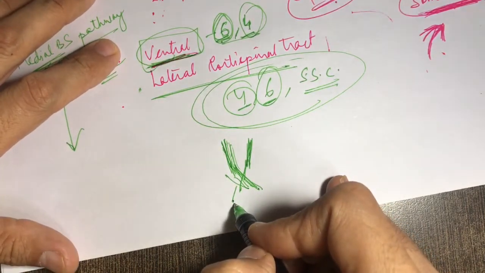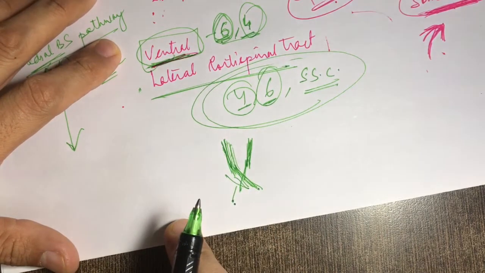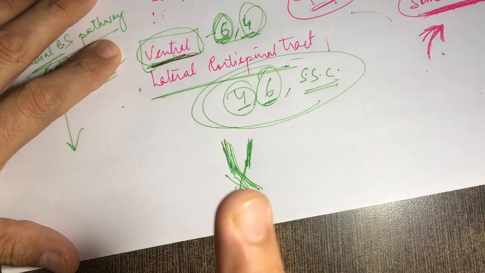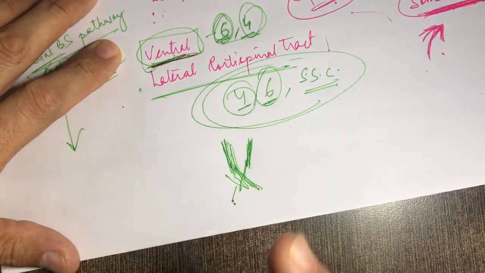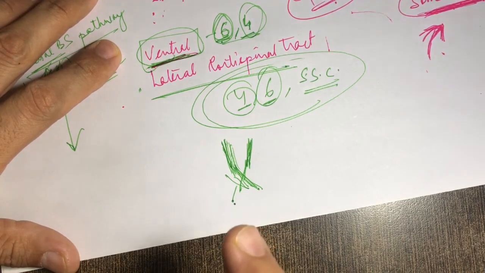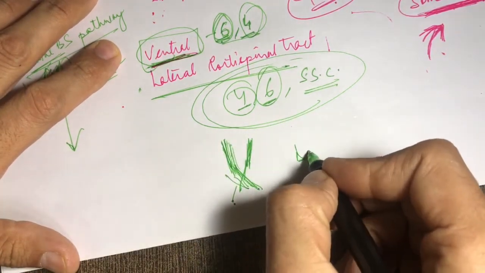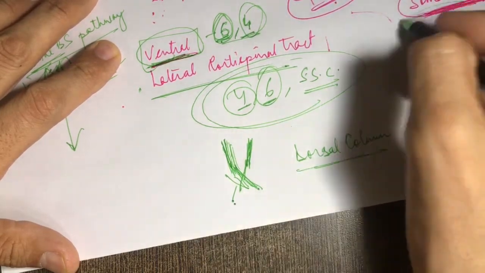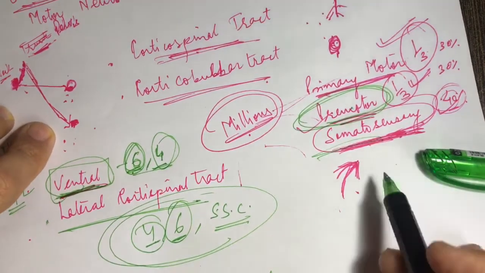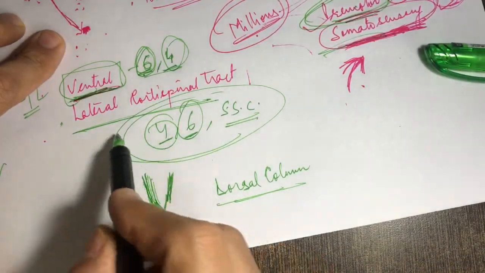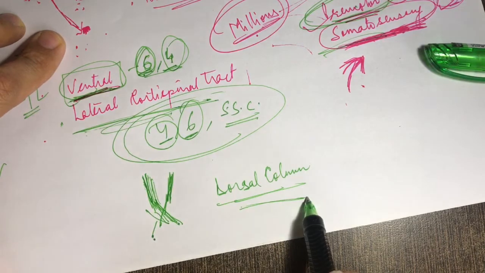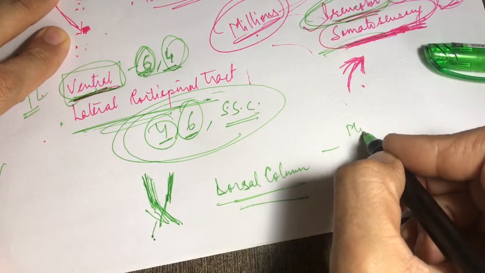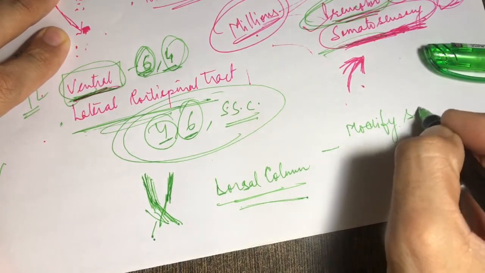So fibers from the sensory cortex terminate primarily in the medial portion of the dorsal horn. Collateral fibers project to the dorsal column nuclei, and because they are going to the dorsal column, we can say the fibers coming from the somatosensory cortex via the lateral corticospinal tract going to the dorsal column will actively modify the sensory signals.